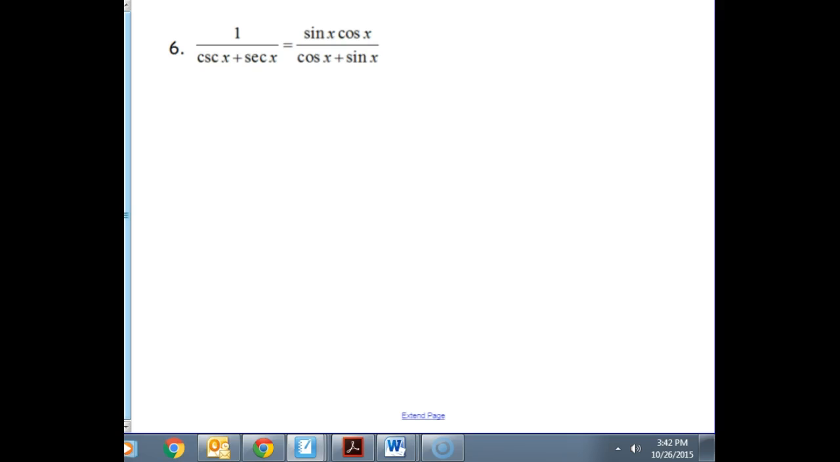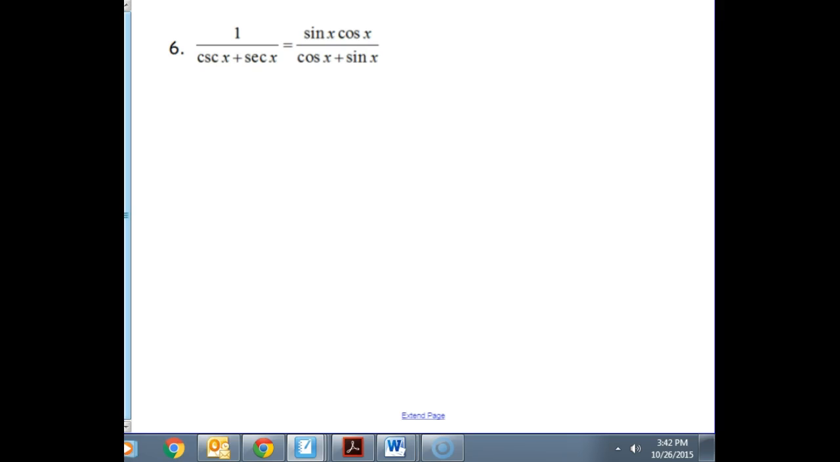All right guys, here's number 6. Looking at this one, we have fractions on both sides, so we can choose from either side. I always try to pick the fraction side because it seems easier to me. Do you have to pick the side with the fraction? No. On the left side I have 1 over cosecant and secant. On the right side I see sine and cosine, so you can't really do too much to the right side. So I'm going to go with the left side again.